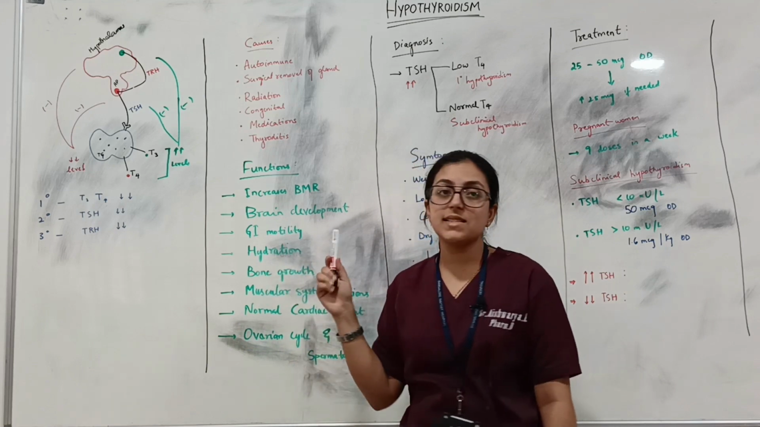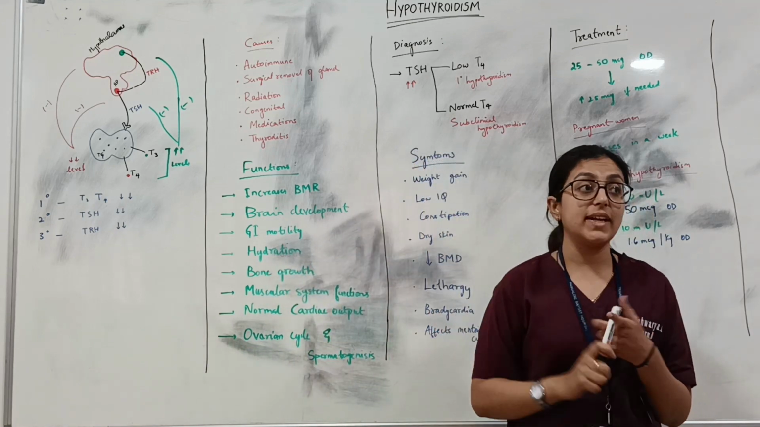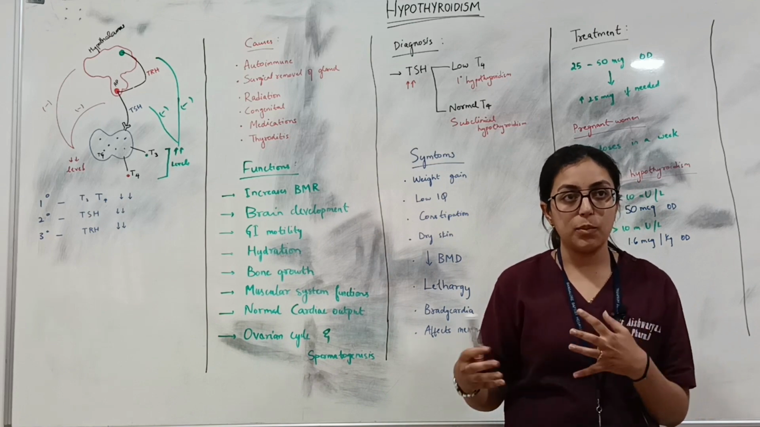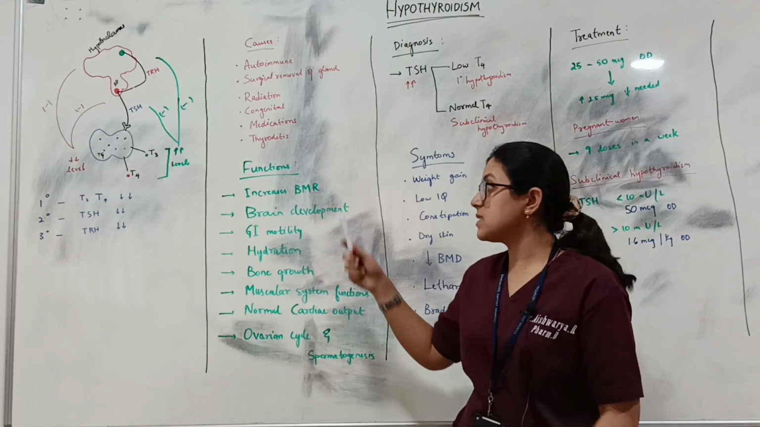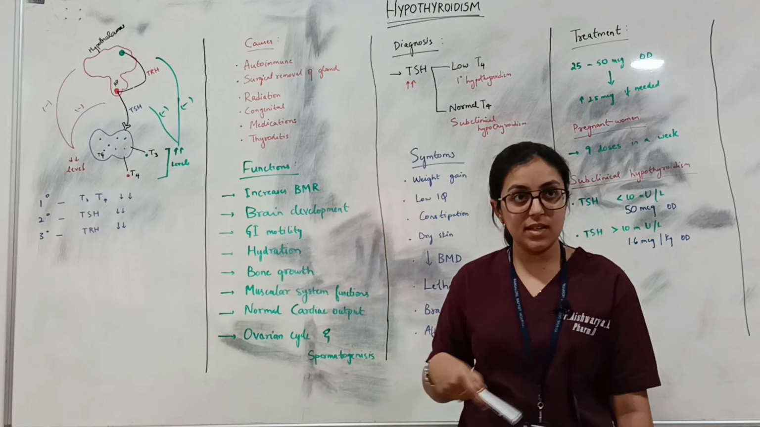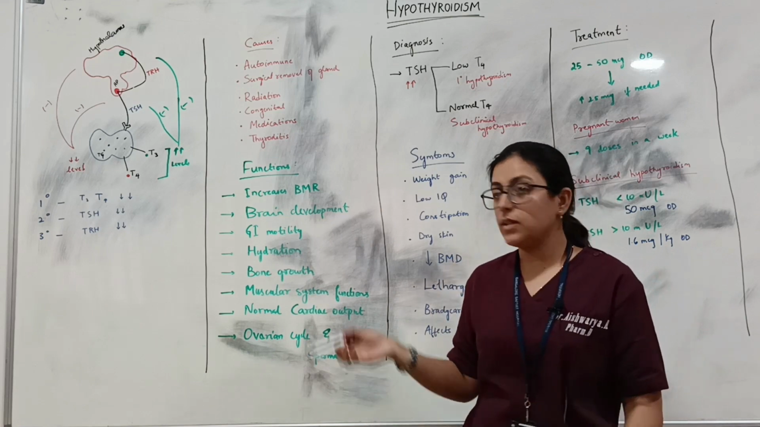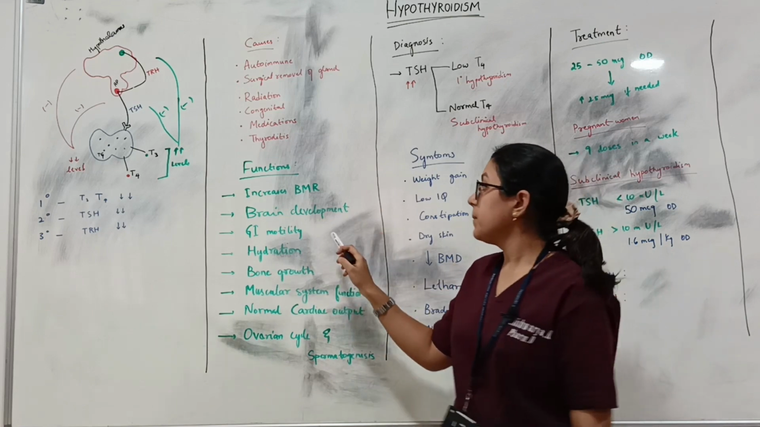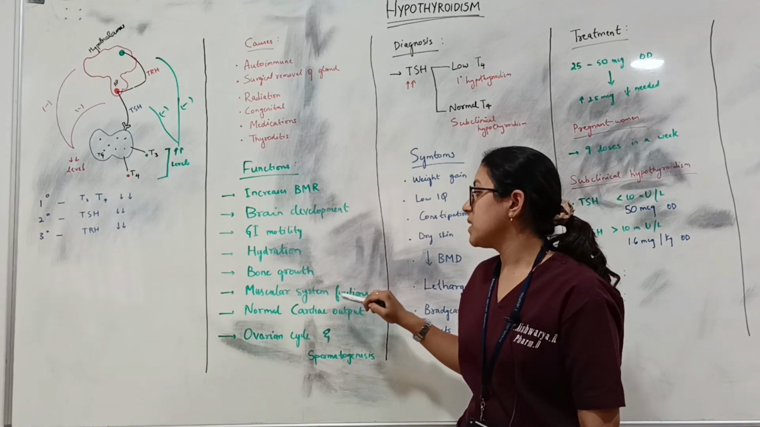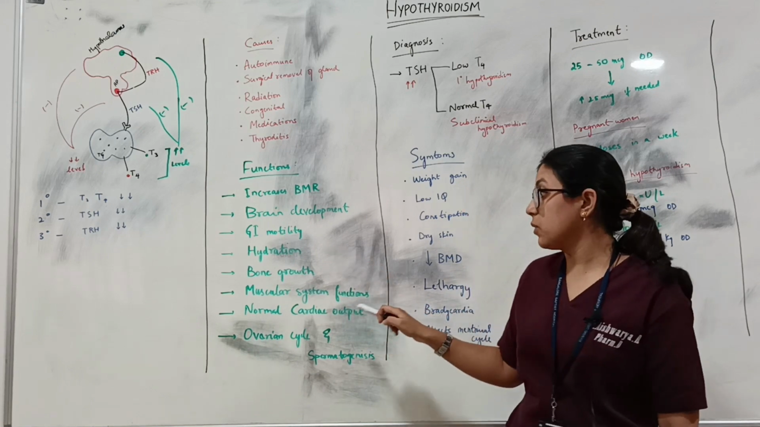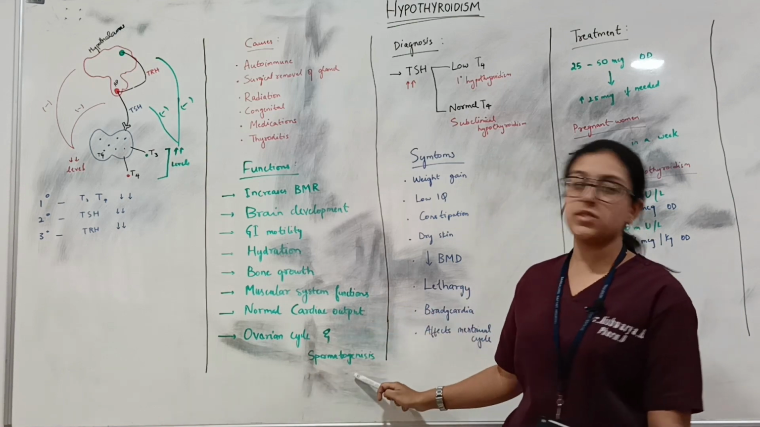So there is less IQ if you have thyroid problems. This is majorly seen in the fetal stage. Congenital hypothyroidism also occurs if the mother is passing on genes that can cause it. If the baby is genetically hypothyroid, that will cause low brain development. Then GI motility, then hydration, then bone growth, muscular system function and development also, so normal cardiac output, and ovarian cycle and spermatogenesis.